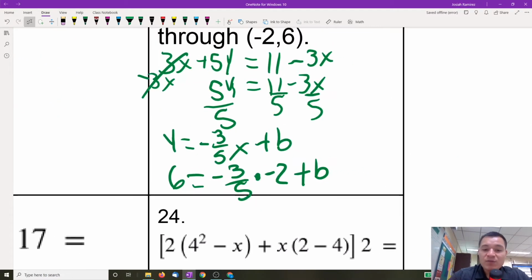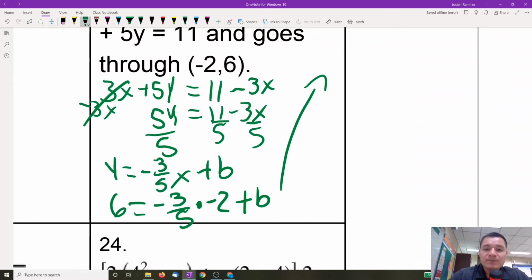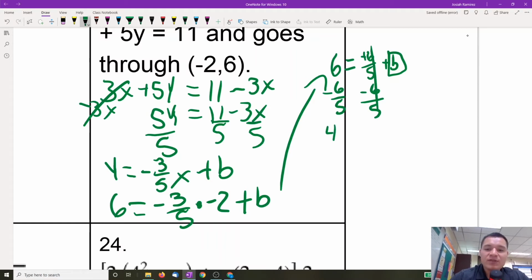We're now going to need to multiply negative 3/5 times negative 2. When you do that, you're going to do top times top. So negative 3 times negative 2 to get positive 6 over 5 plus b. If we want to solve for b, then we need to move the 6/5. Right now it's adding, so to remove it, we're going to subtract. 6/5 is actually 1.2, so we have 6 minus 1.2 to get 4.8 equals b. Now we just need to write that in our full equation, which is y equals negative 3/5 x plus 4.8.